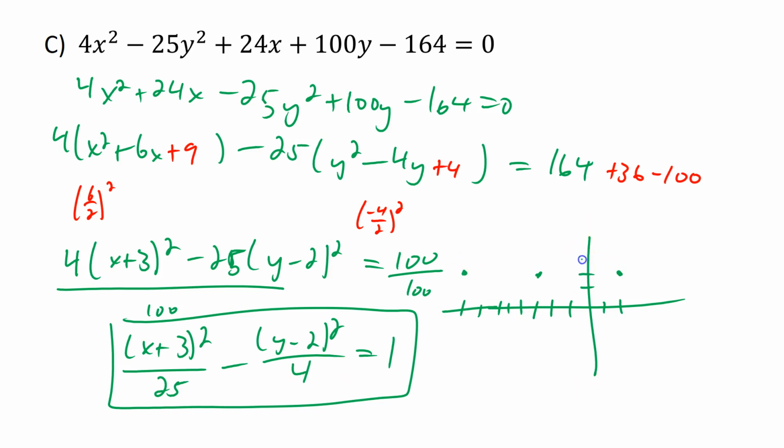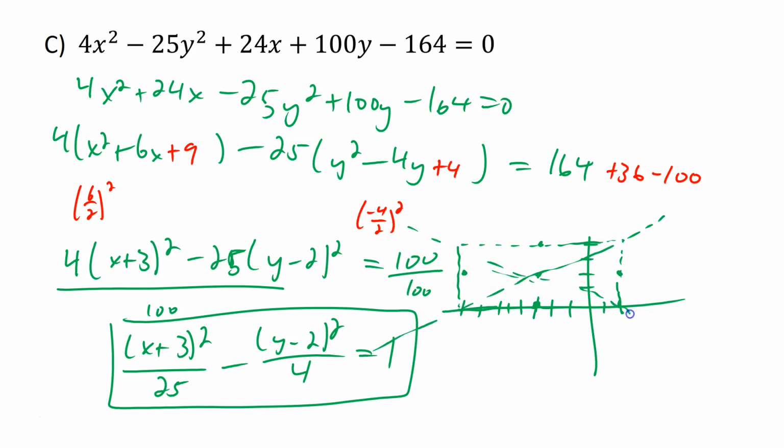B is 2, so go up and down 2. Up 2, down 2. So it looks like the bottom edge of our box is right on the x-axis. Here's our box. Okay, corners through the center, corners through the center.